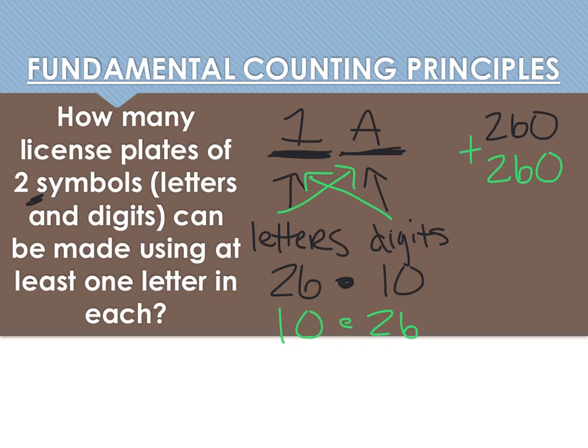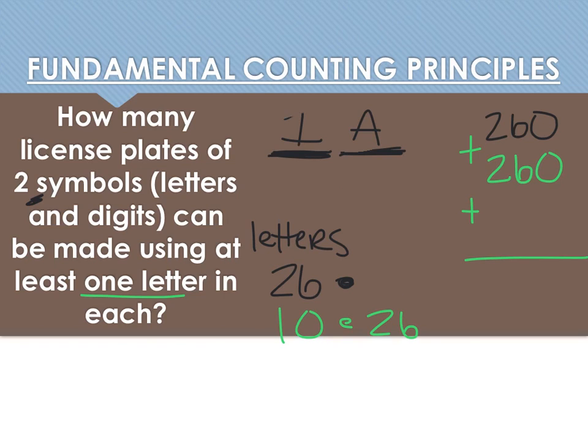So we have 260 plus 260, and secretly there are more options. There's one more set. So this was using letters and digits, because it said at least one letter in each. At least one. So what if we have 2 letters? What if there aren't any digits? What if we decide, nope, no digits. We're not going to use numbers in this one. We don't feel like it. I'd rather use 2 letters.